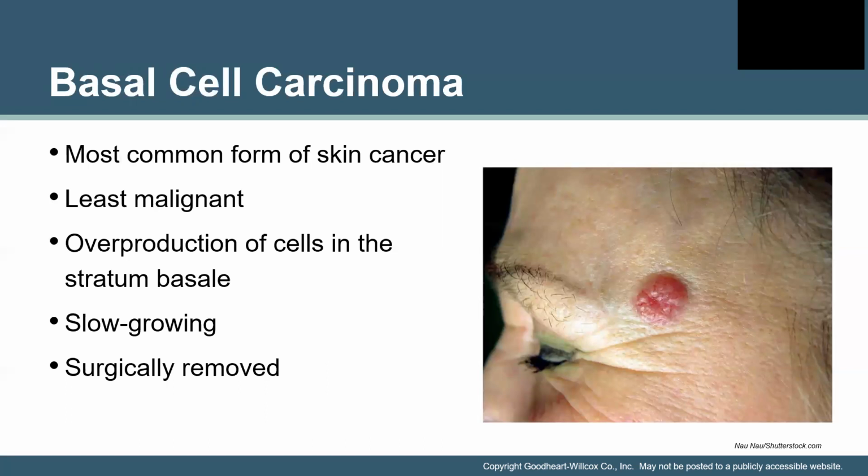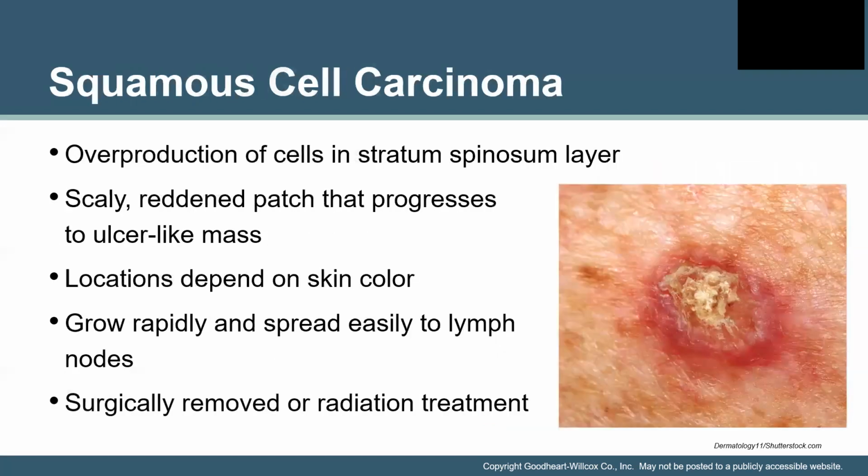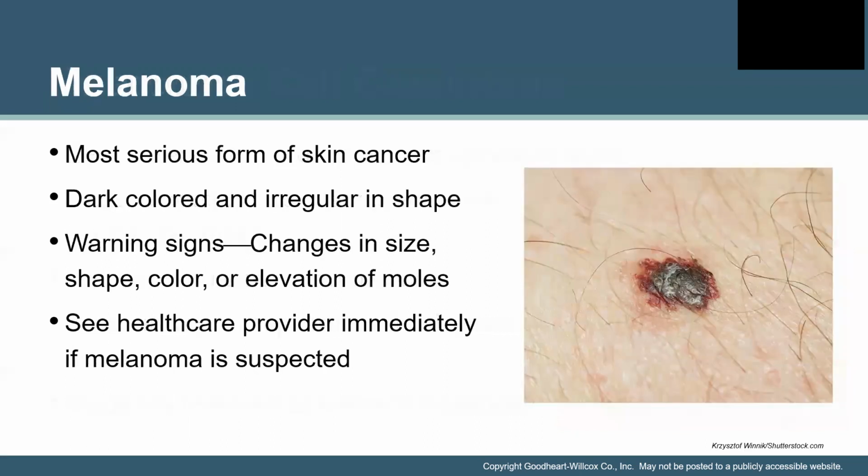So one type of skin cancer is called a basal cell carcinoma, the most common, least malignant, slow growing, and you can just have it removed. Generally, the prognosis is really good. A squamous cell, this is an overproduction of cells within that stratum spinosum layer. It will get scaly, reddened, and progress to an ulcer. The location will depend on the color of a person's skin. They grow rapidly and spread easily to lymph, and that's their danger. You can have them surgically removed. Radiation treatments are common for that.